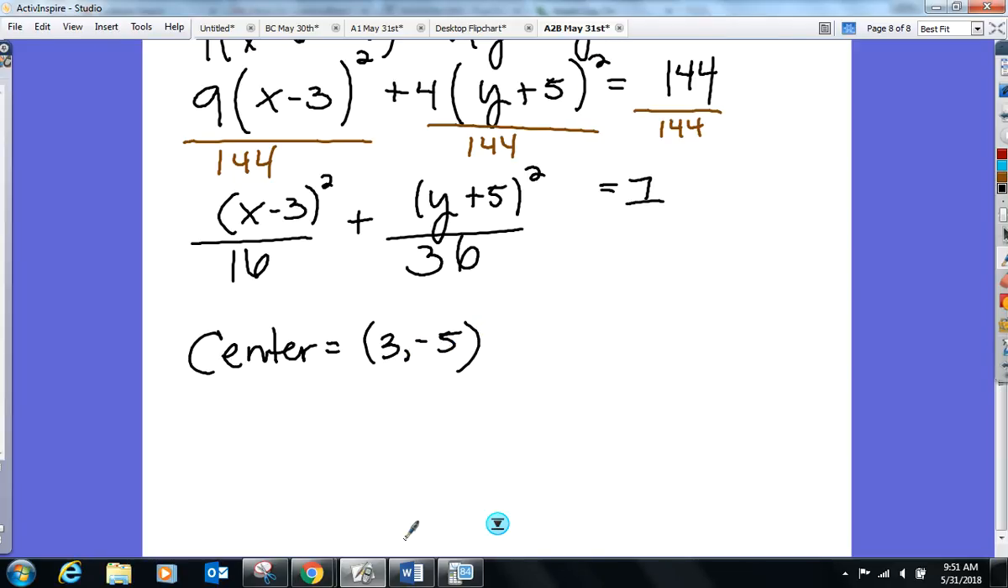It also asks for vertices. So a pair of vertices and the other co-vertices. All right, here we go. I don't have a graph on mine, but you guys have a graph if you wanted to graph it or not. Let's start going from the x's. How many units from the center are you going to go on the x-axis? 4, square root of 16. So from 3, negative 5, I'm going to go 4 to the right and 4 to the left.